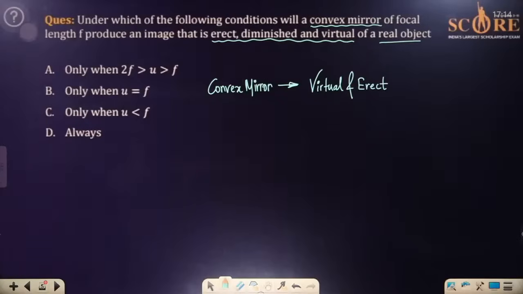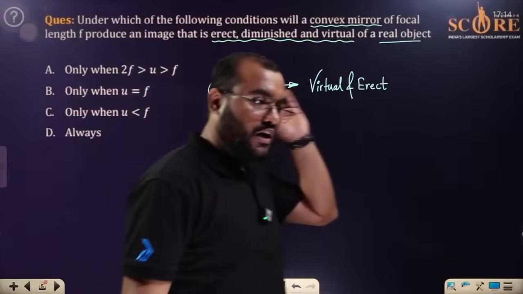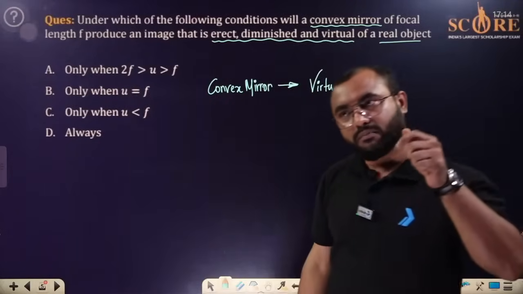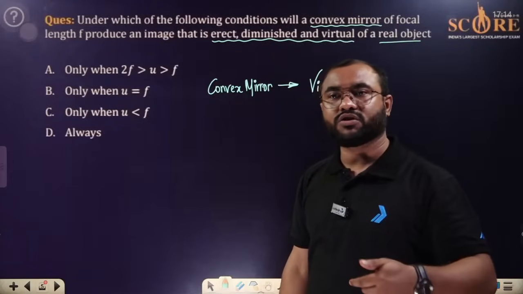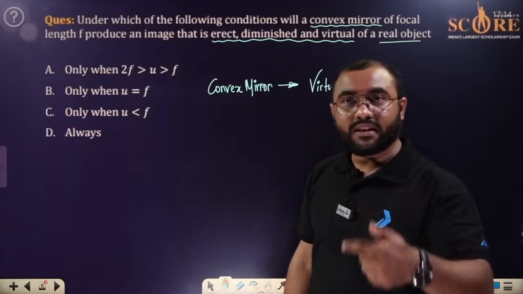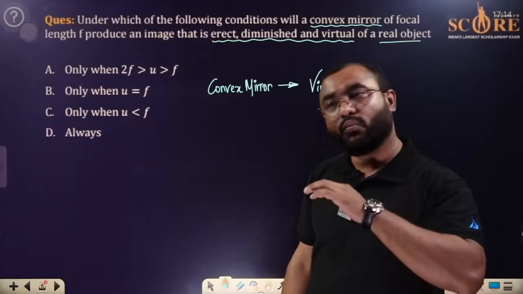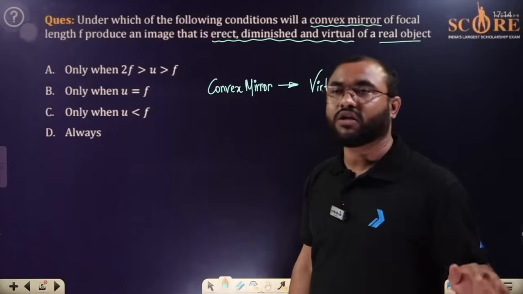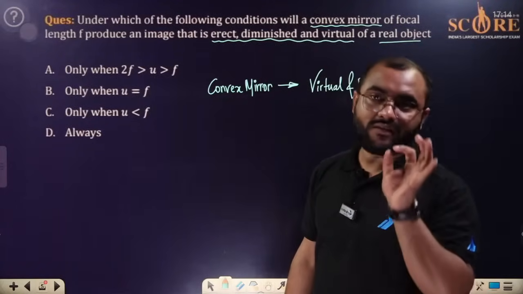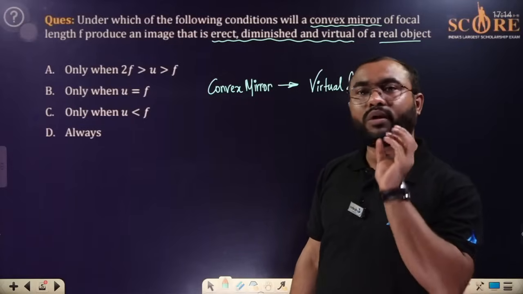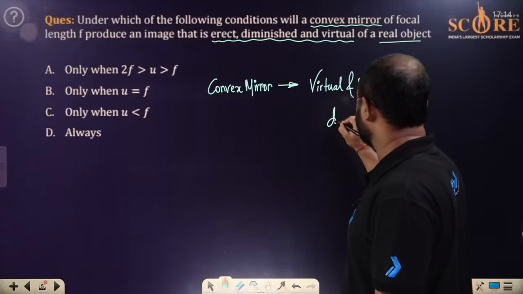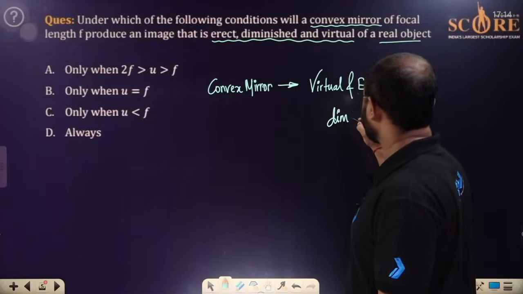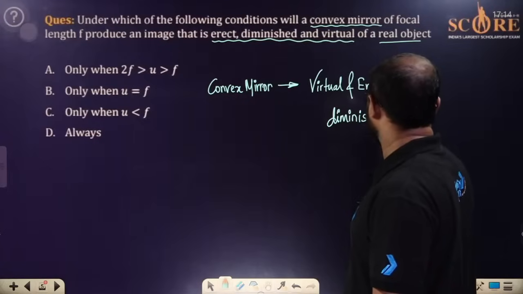So it doesn't matter where you put the object. It may be at infinity, it may be beyond the center of curvature, at the center of curvature, between the focus and the center of curvature, between the pole and the focus. Wherever you put the object, it will always give you only one thing: virtual, erect and diminished. The same thing will be made every single time.